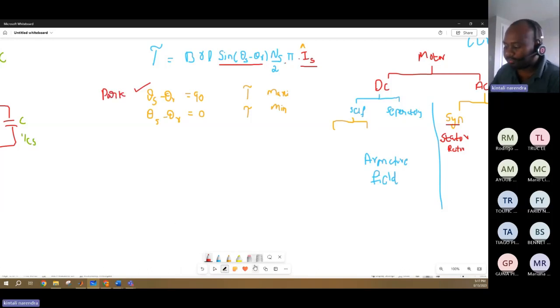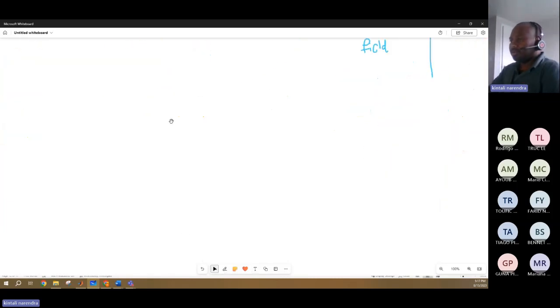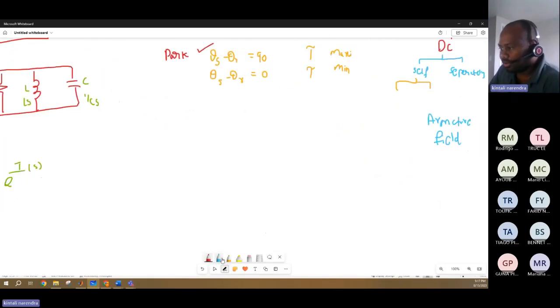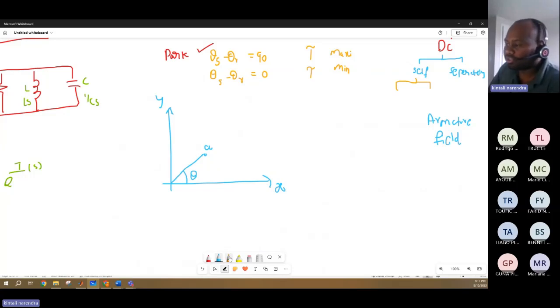So what is Park transformation? How has it been implemented? For example, if you take this as the x-axis and this as the y-axis, imagine there is a line called A, which is making an angle theta with the x-axis. Now, what do you do if you want to find out the projections of this line A on the x-axis and y-axis?